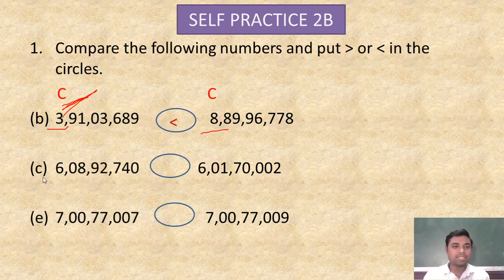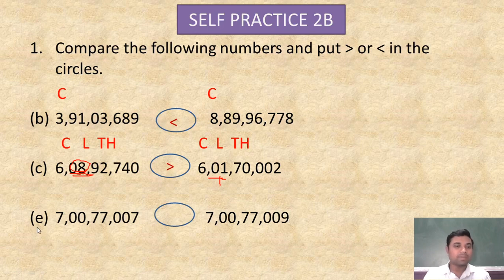Come to question number C. So first count and write the highest period. So what is the highest period? Just see here, I have written in this way. This is ones, this is thousand, this is lakhs and this is crore. Similarly here. Now just see here, 6 crore, same, 8 lakh, 1 lakh. So 8 lakh is greater or less than 1 lakh? Obviously 8 lakh is greater. So put here greater than symbol.